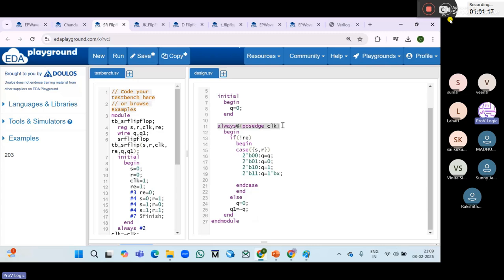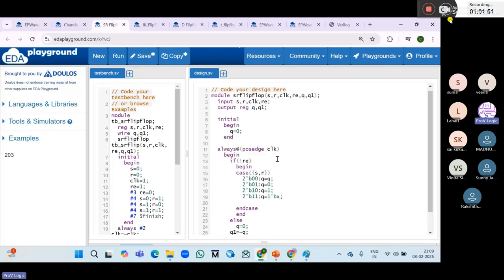Here it is synchronous. If it is asynchronous, we need to write reset also. Mostly asynchronous is used in counters and registers only, not in all circuits. Okay, so begin, if reset is active low, if reset is equal to 0, case. Here we have used case. You can use case or if else also. So case SR, 2-bit binary 00, then Q equal to Q, the memory state.